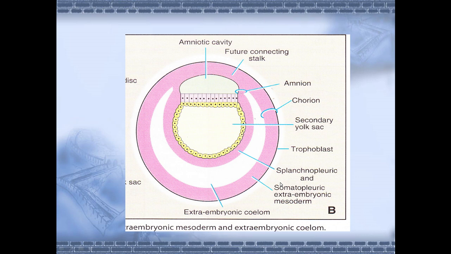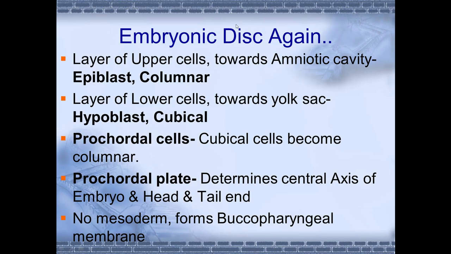Now we have studied the formation of the coelom and the mesoderm. Now this disc's work is still incomplete. So we are going to study this embryonic disc once again. This much you know by now, that there is a layer of upper cells towards the amniotic cavity, that is the epiblast, and that's columnar. Then there is a layer of lower cells towards the yolk sac, and that is the hypoblast, and that is cuboidal.